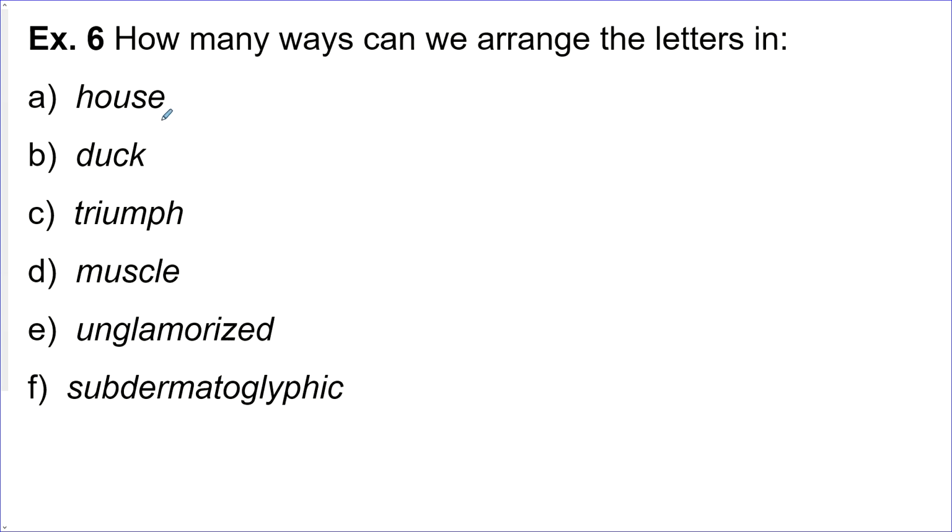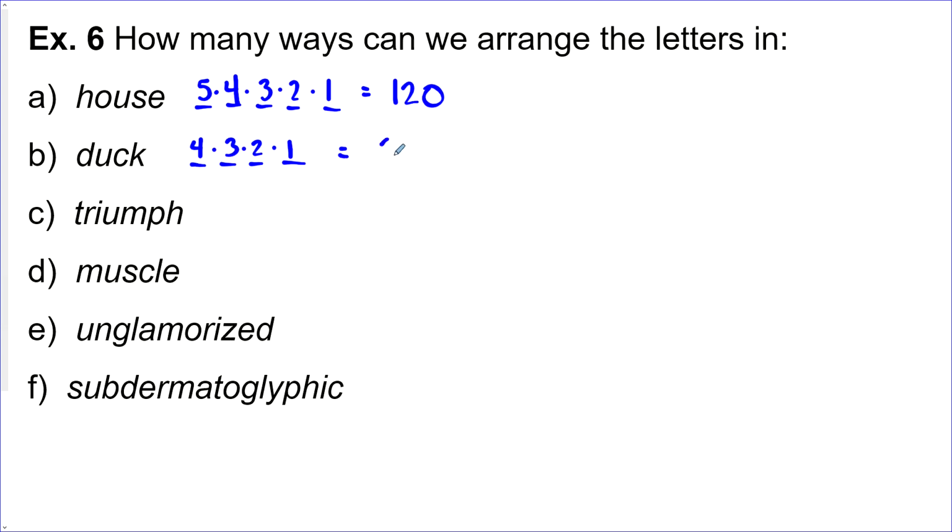Otherwise, if you're having trouble here, house is 1, 2, 3, 4, 5 letters. So we have 1, 2, 3, 4, 5 spots. For the first one, we have 5 letters to choose from. And then once we use up 1, we only have 4 left, and then 3 left, and 2 left, and 1 left. So 5 times 4 times 3 times 2 times 1 is 120. The next one has 4 letters here. So 1, 2, 3, 4. We've got 4, 3, 2, 1 ways to do that.